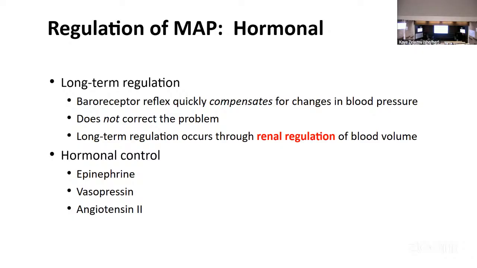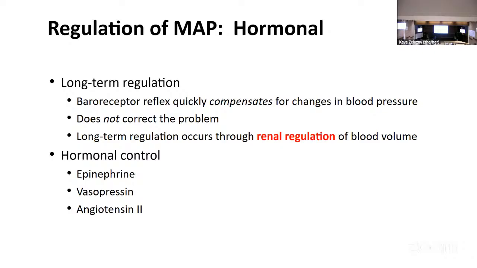Okay. So we've got this quick compensation for our change in blood pressure, but it doesn't necessarily correct our problem. If we want to long-term change things, in the case of a hemorrhage, you need to actually stop the bleeding. But even after that, long-term regulation is going to have a lot to do with the kidneys. Going to have to do with managing the blood volume, right? So managing physically how much fluid there actually is in your bloodstream. Okay. That links up a bit to our hormonal controls.